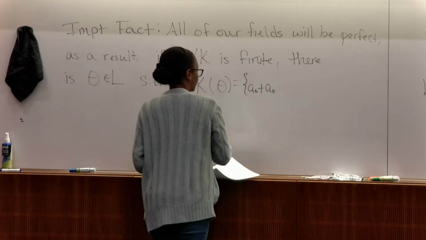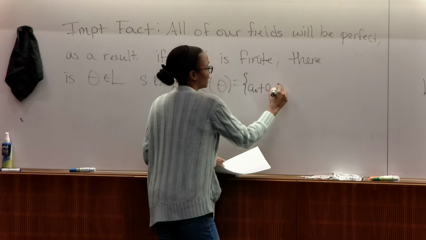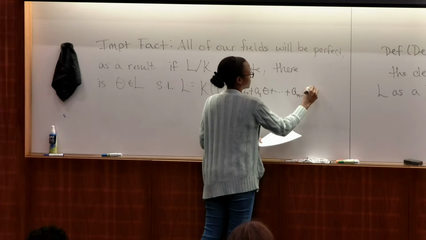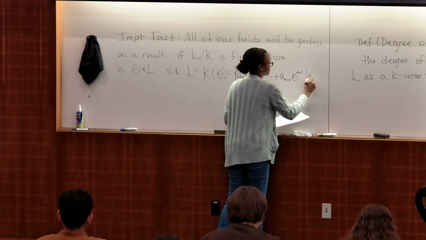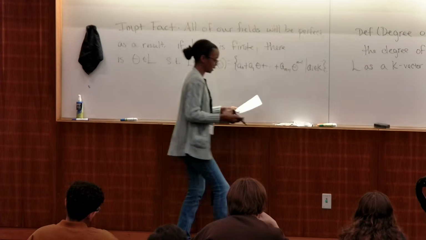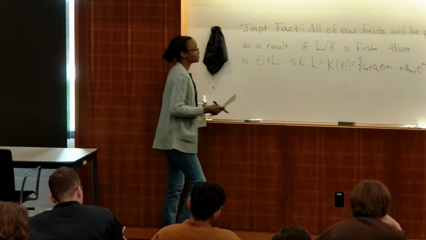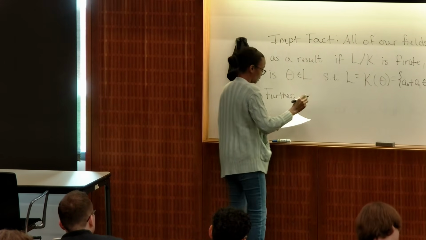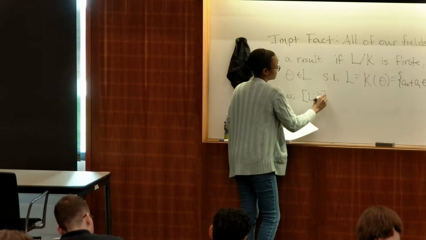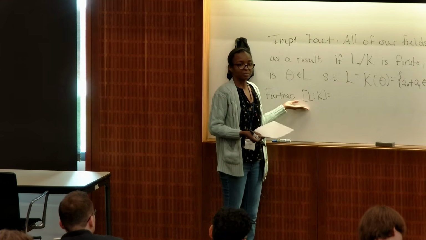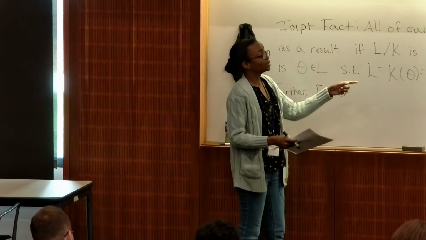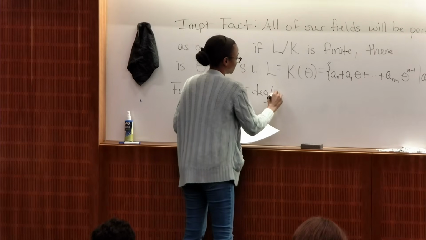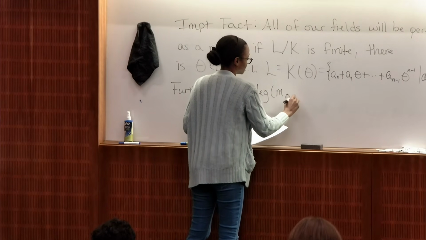So you can take K linear combinations of powers of theta, and we're going to liberally use this. In this setup, the degree of the extension, i.e. the dimension of L over K, is going to be equal to the degree of the minimal polynomial of theta. And I'm not going to prove or justify any of this, but I am going to freely use this fact.